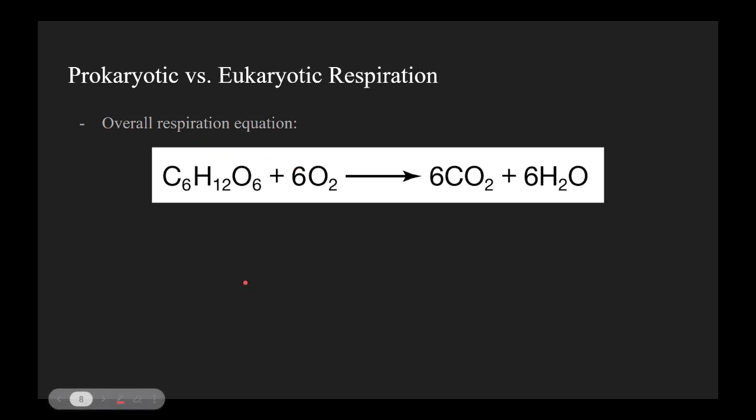So just to recap, right, this is the overall equation for cellular respiration, and this is the same between prokaryotes and eukaryotes. So we have glucose and 6 oxygen molecules, and this is what's called an oxidation event, and then that creates as a byproduct 6 CO2 and 6 water here.